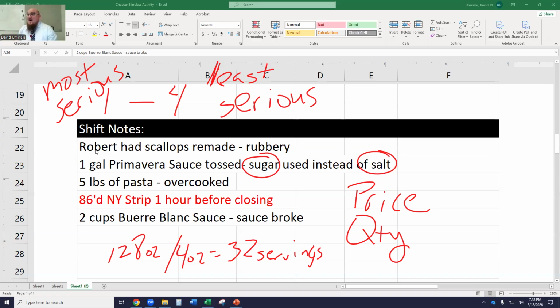So now we have an issue of let's go test the container to make sure that that is actually salt and actually sugar. Otherwise, we may have some cinnamon rolls that are going to taste really gross with all that salt instead of sugar. Okay. So those are the kind of things you're looking at. It's not just the fact that we wasted 1 gallon. Why did we waste 1 gallon?